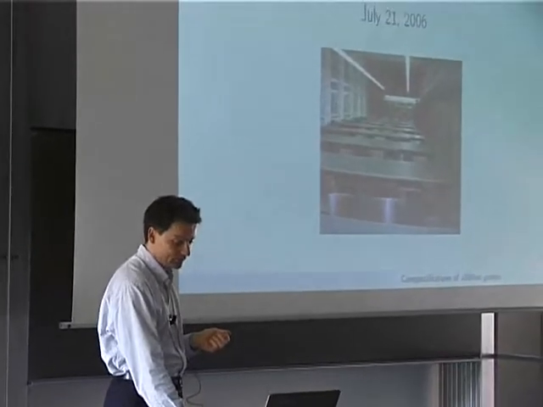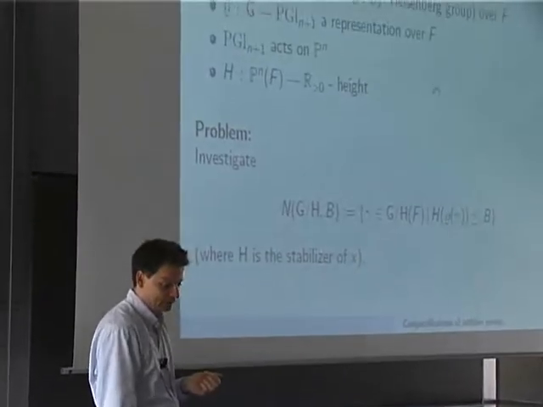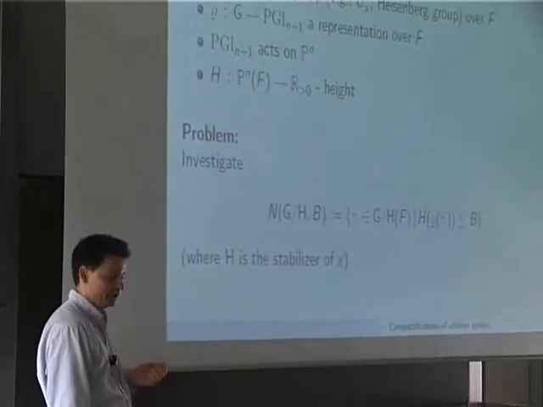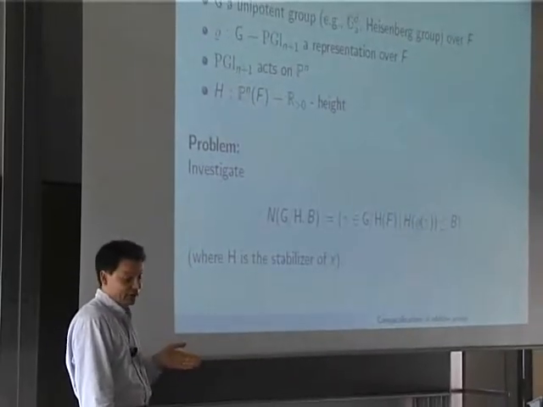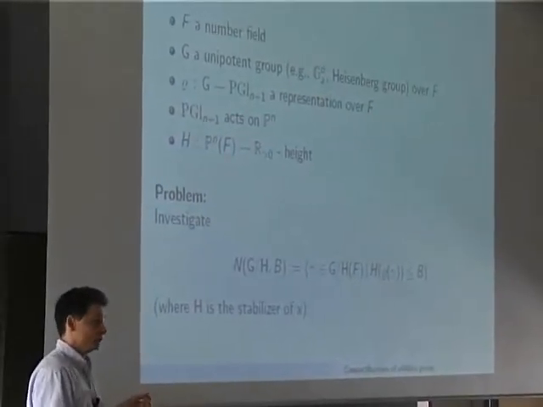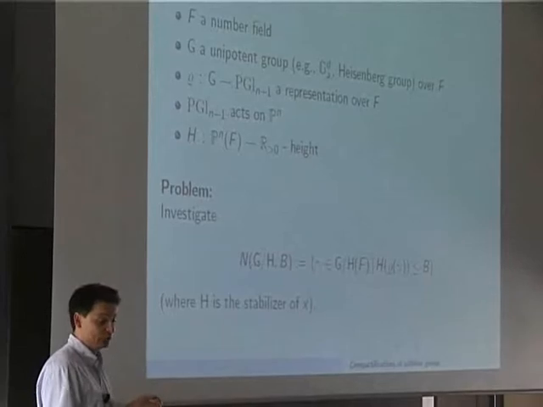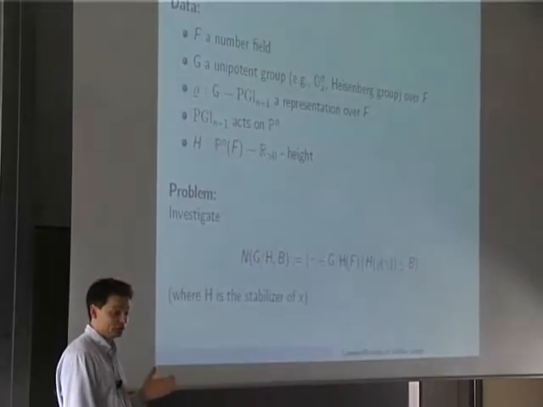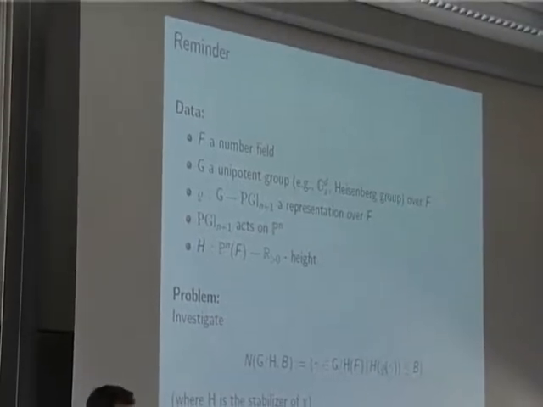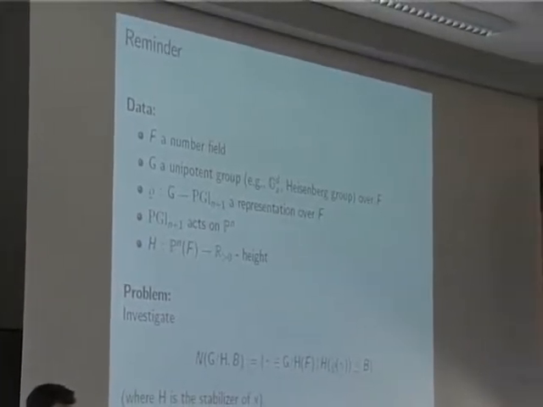So this is just to remind ourselves of what's happening. We work over a number field, and G in today's talk will be a unipotent group. So upper triangular group, or Heisenberg group, or just the additive group. So the additive group is just affine space, with the standard vector addition on it, over F.